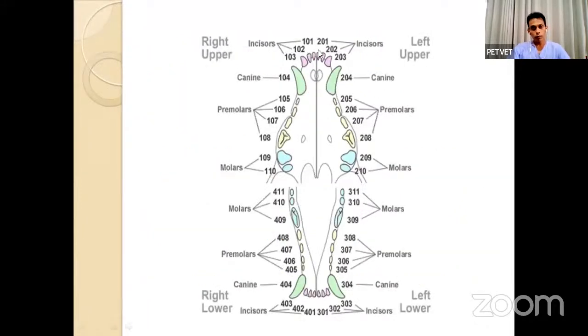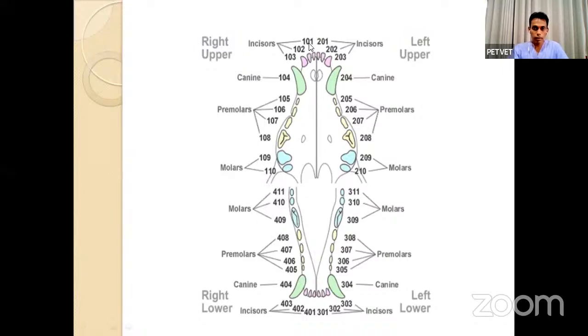So this is the full dental picture of a dog. As you can see, there are 4 quadrants here. Now this is the right upper quadrant, and this is the left upper quadrant. So that is the maxilla here, and the mandible here, the left lower and the right lower.